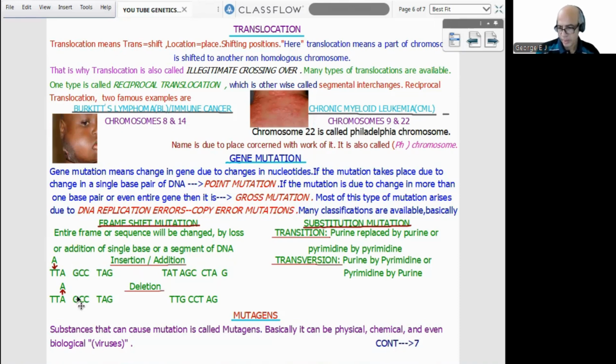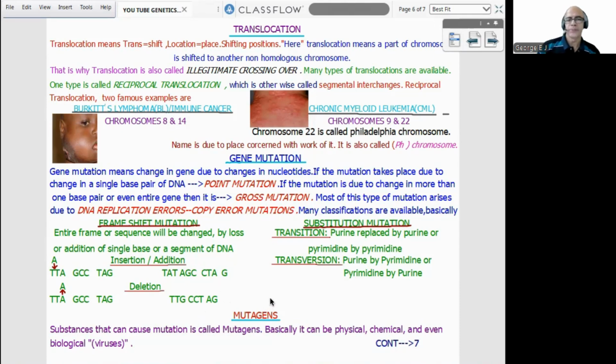When you look at this representation, it will be clear. First is insertion or addition. TTA, GCC, TH, that is normal. But A is added here after T, so it becomes TAT, AGC, CTAG. Same as deletion: TTA, so A is deleted. So TTG, CCT, AG. I think the idea is clear.